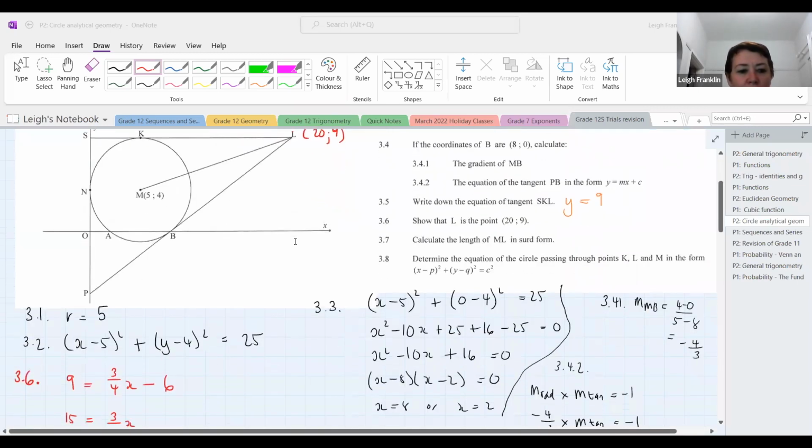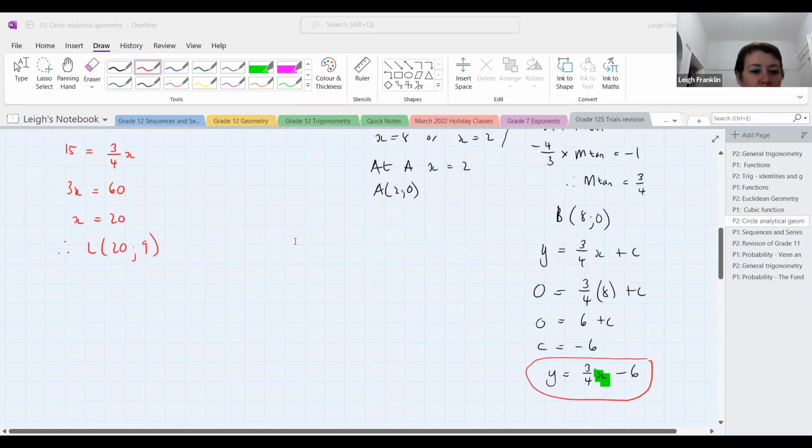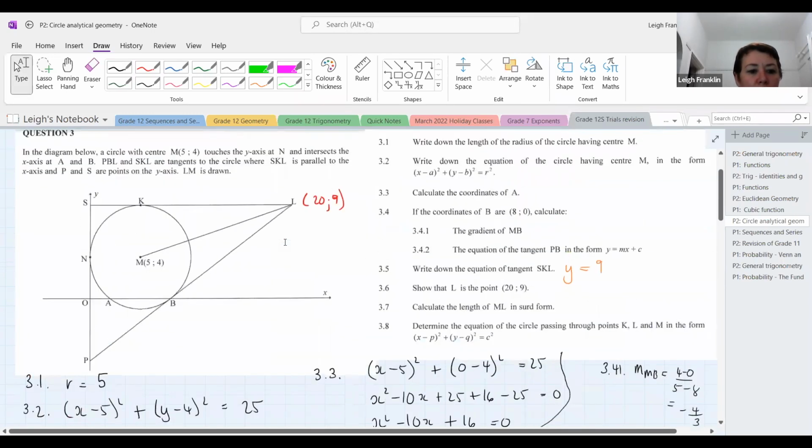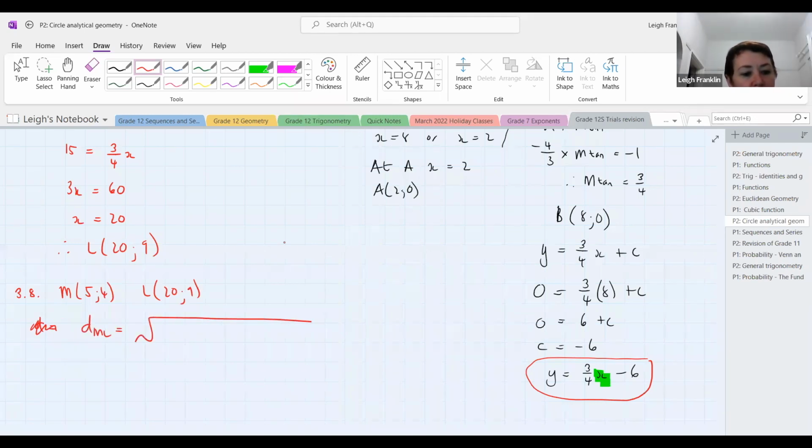All right, so I'm just going to do the answer as well. Okay, so that means in surd form, where's the pen? We've got M (5; 4) and L was (20; 9). So the distance of ML is the square root of (5 minus 20) squared plus (4 minus 9) squared.